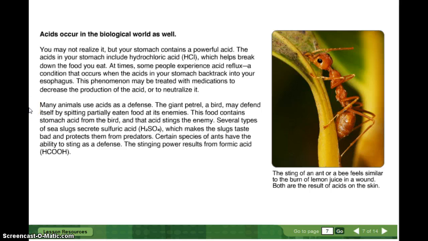Many animals use acids as a defense. The giant petrel, a bird, may defend itself by spitting partially eaten food at its enemies. This food contains stomach acid from the bird, and that acid stings the enemy. Several types of sea slugs secrete sulfuric acid, H2SO4, which makes the slugs taste bad and protects them from predators. Certain species of ants have the ability to sting as a defense. The stinging power results from formic acid, HCOOH. The sting of an ant or bee feels similar to the burn of lemon juice in a wound. Both are the results of acids on the skin.